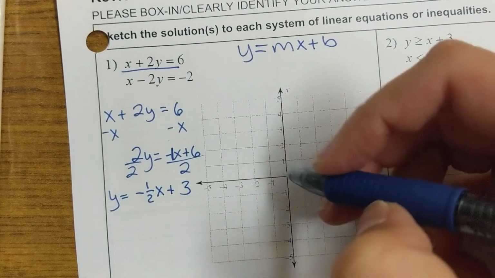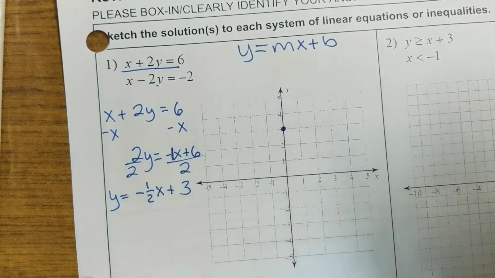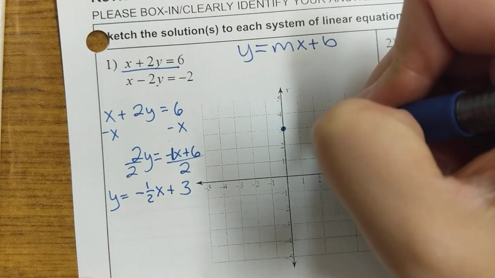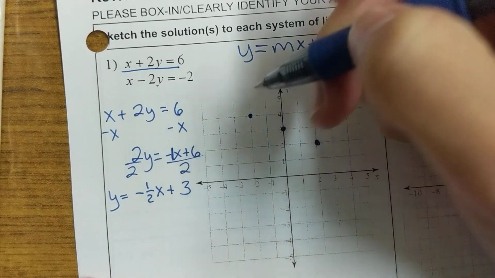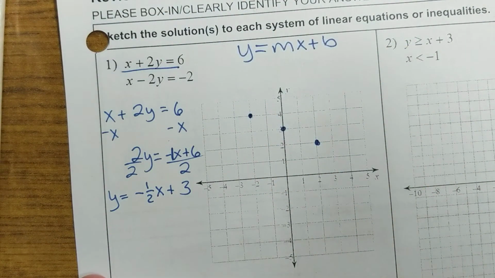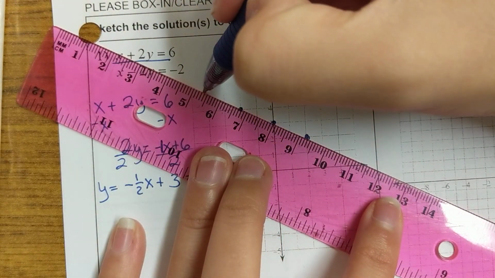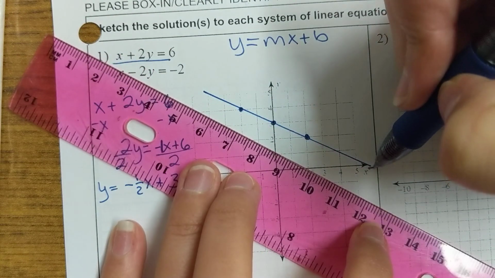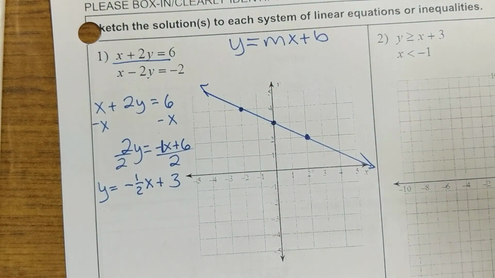So let's graph that line. My y-intercept is 3, so I put a dot at 3. Negative 1/2 is my slope. Go down 1 and to the right 2, or up 1 and to the left 2. Let's graph the other one.